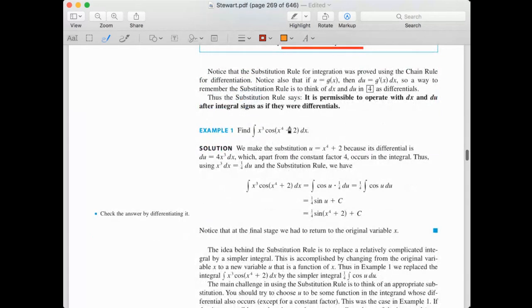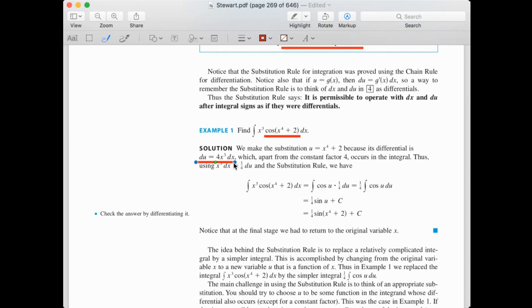Well, let's see this one. We have x cubed cosine of x raised to the 4 plus 2. You see this is a g of x, right? And the x cubed is part of the g prime. Anyway, let's use u substitution: u equals x raised to the 4 plus 2. This is a composition of functions. Right away we figure out du: du equals 4x cubed dx.